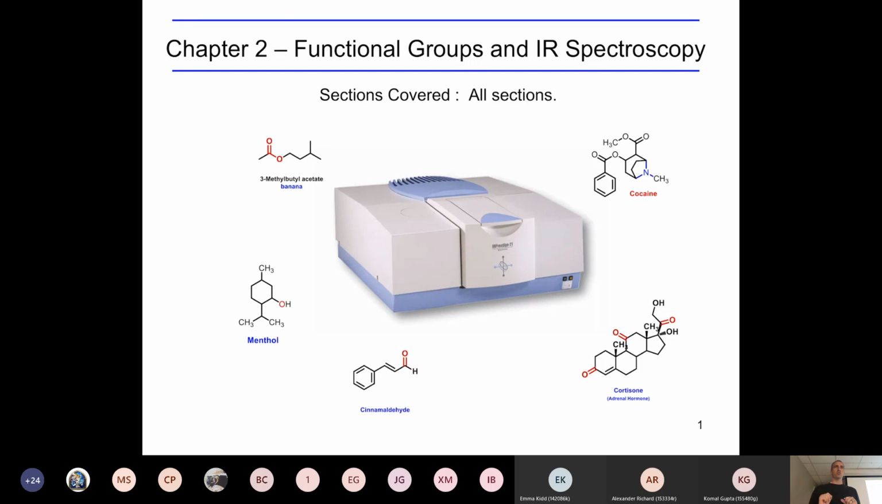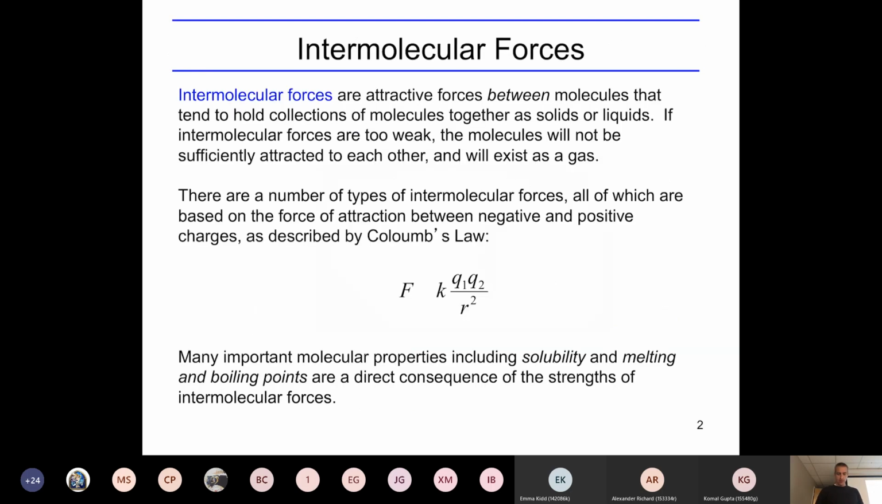Those give the molecule function. They give us sort of a handle where we can go in and do a reaction if we wanted to do it. So we're going to be looking at all of the different functional groups that we're going to be seeing. And we're also going to be looking at the intermolecular forces that these functional groups provide for these molecules.